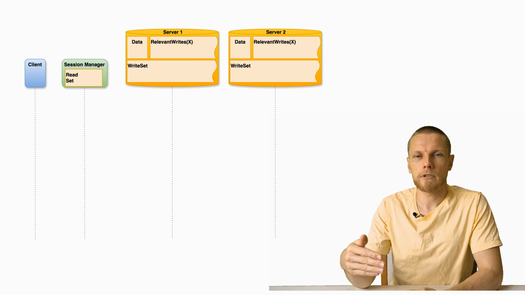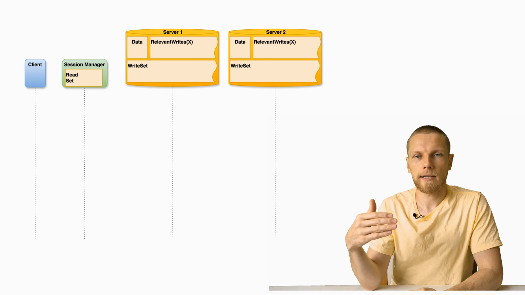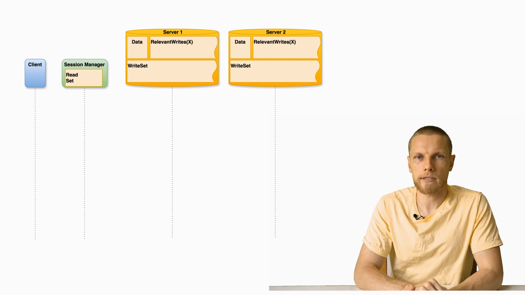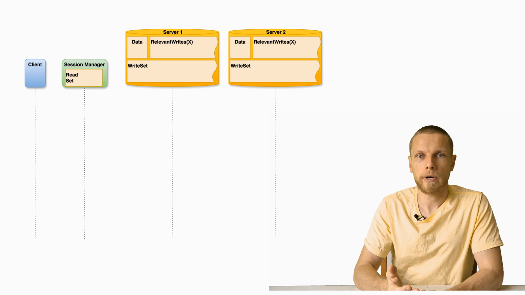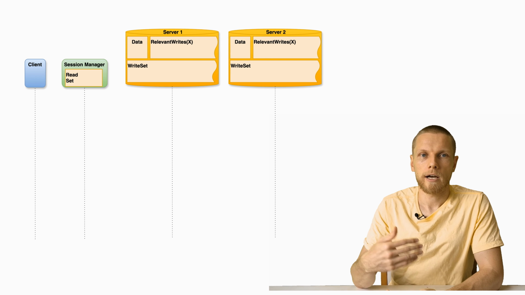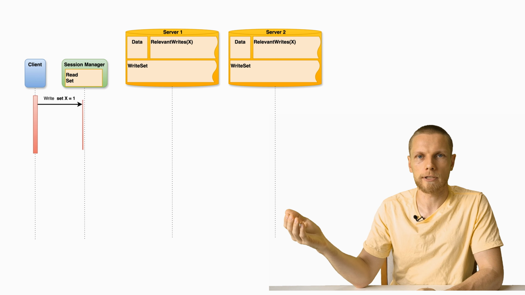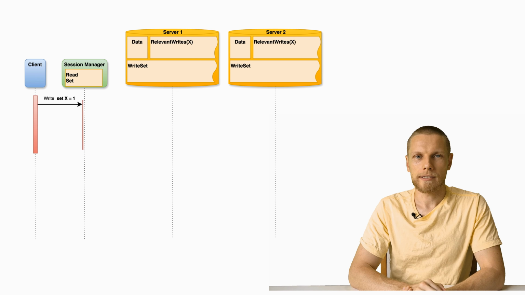We'll start with some writes. In the initial state, there is no data in the servers, and the read set of the session manager is empty. First, the client wants to make the first write. For now, we did not do any reads, so we don't need to do anything special to satisfy the write follows read guarantee. When the client makes the first write, it's sent by the session manager to server 1.